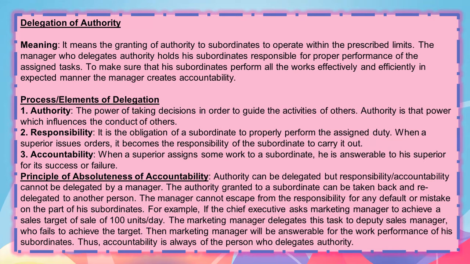Now, the principle of absoluteness of accountability. Authority can be delegated, but responsibility or accountability cannot be delegated by a manager. The manager cannot escape from the responsibility for any default or mistake on the part of his subordinate. For example, if the chief executive asks the marketing manager to achieve a sales target of 100 units per day, and the marketing manager delegates his task to the deputy sales manager who fails to achieve the target.